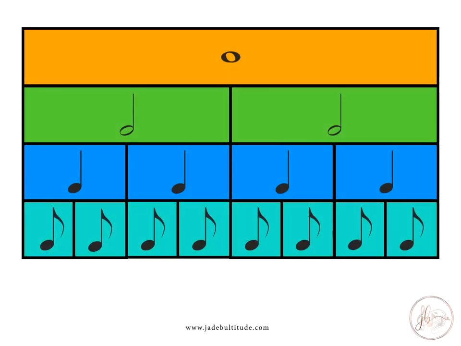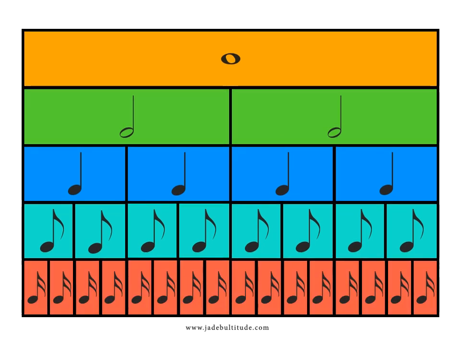We can now add our semiquavers to the bottom of our table. At the top of the table, we have our semibreve, then we have our minims, then we have our crotchets, then we have our quavers, and then we have our semiquavers. As you can see here, there are 16 semiquavers in a semibreve.